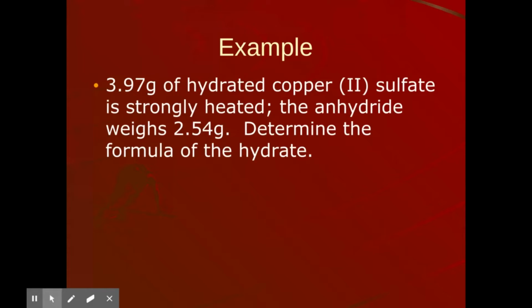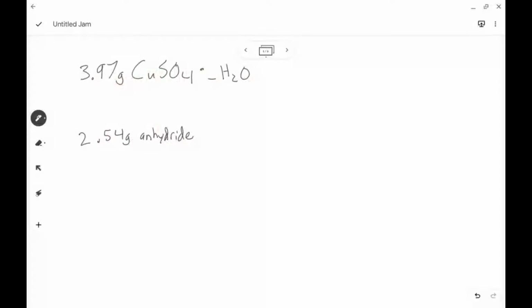The anhydride weighs 2.54 grams. Determine the formula of the hydrate. So we have 3.97 grams of copper 2 sulfate with some amount of water we don't know. And after you heat it up and you drive off the water, it weighs 2.54 grams. So if we do some simple subtraction, if we take 3.97 and we subtract 2.54, the mass that was lost is 1.43 grams of water.